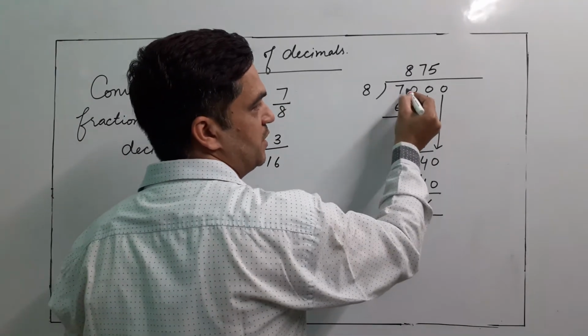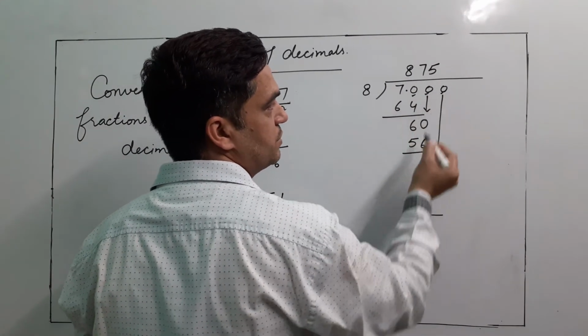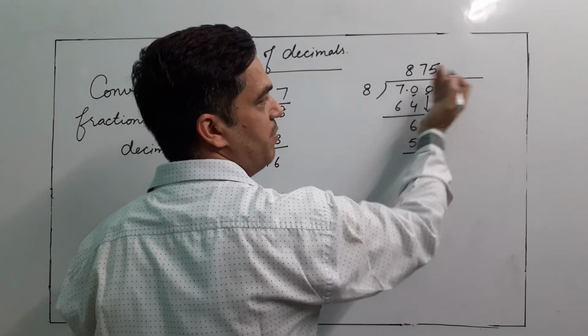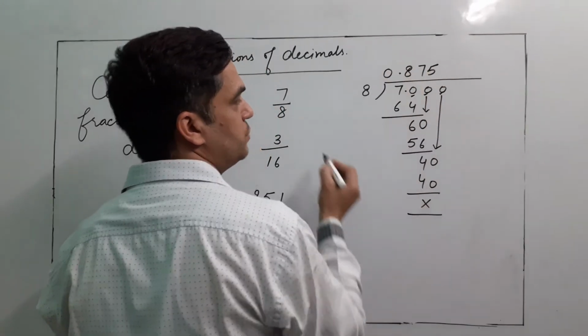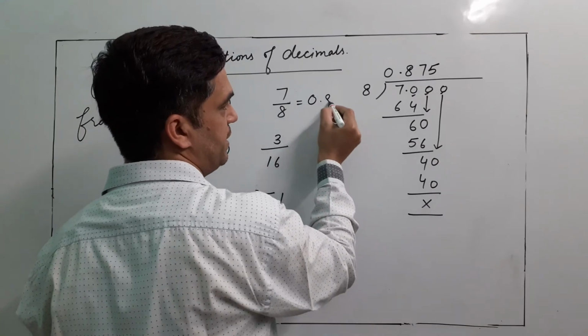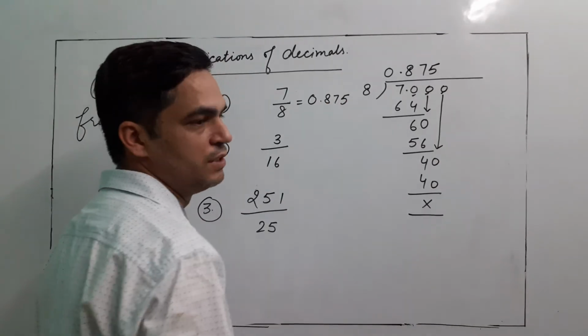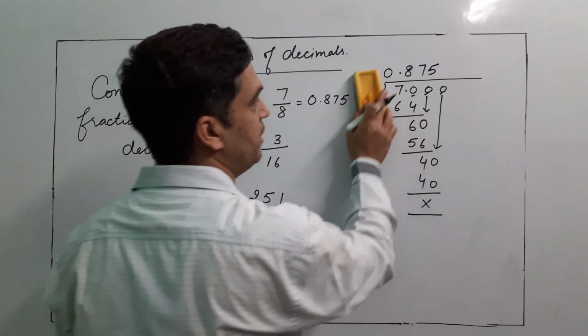So after decimal we have these 3 digits. You count the number of digits from the back. 1 2 3. So this has become 0.875. One more example I am doing with this method.